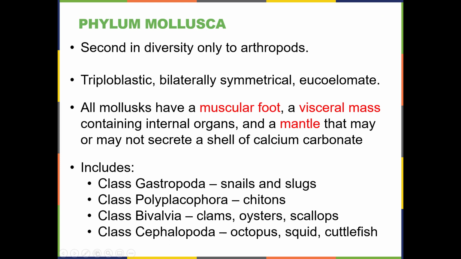Now the next phylum that we're going to cover is one of the largest phyla in the animal kingdom. It is second in terms of size and diversity. The arthropods are the most diverse and largest group by far. But the mollusks, there's about 100,000 species of mollusks, something like that. And these are triploblastic, like the flatworms. Like the flatworms, they're bilaterally symmetrical. But these actually have a true coelom.